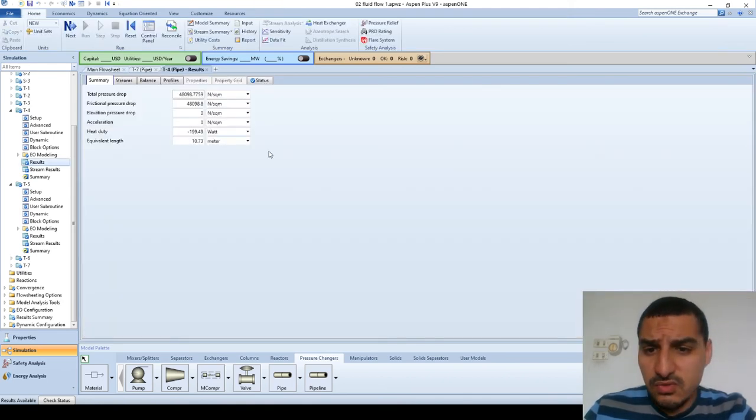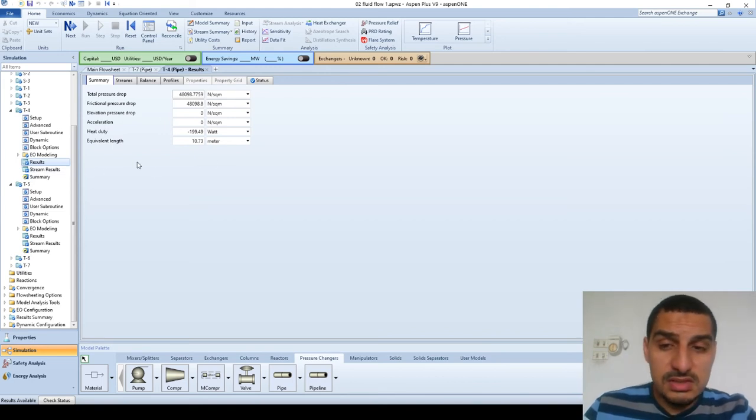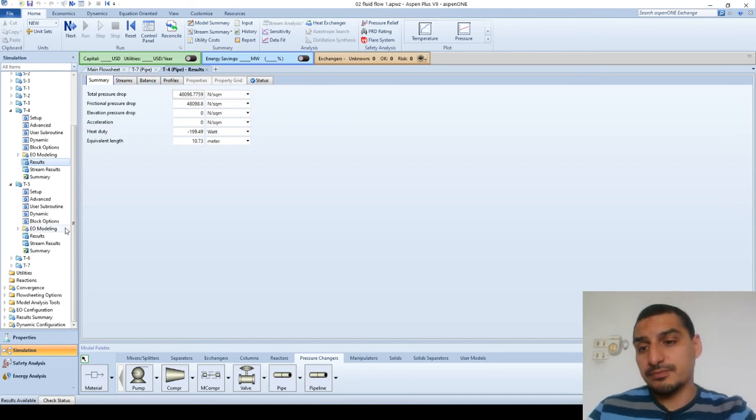So for T4, for example, we have again, the pressure drop is totally from the frictional pressure drop. We don't have any other sources of pressure drop, as we mentioned before, because there's no elevation, and there are only two types of pressure losses that we should expect.